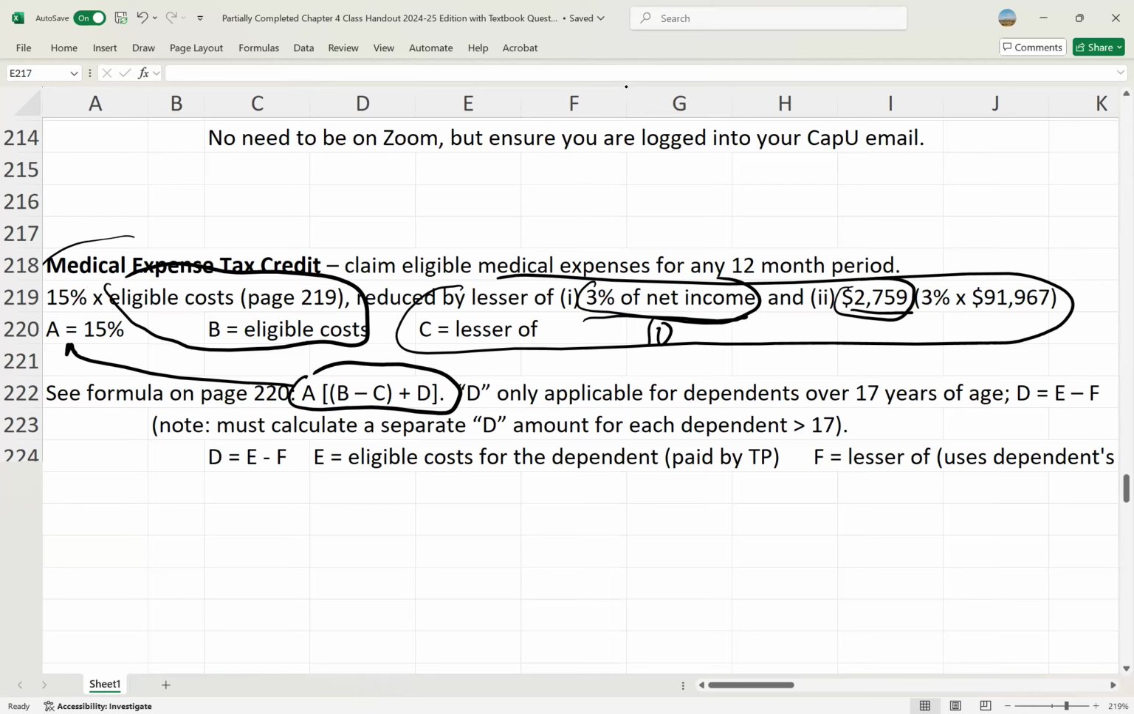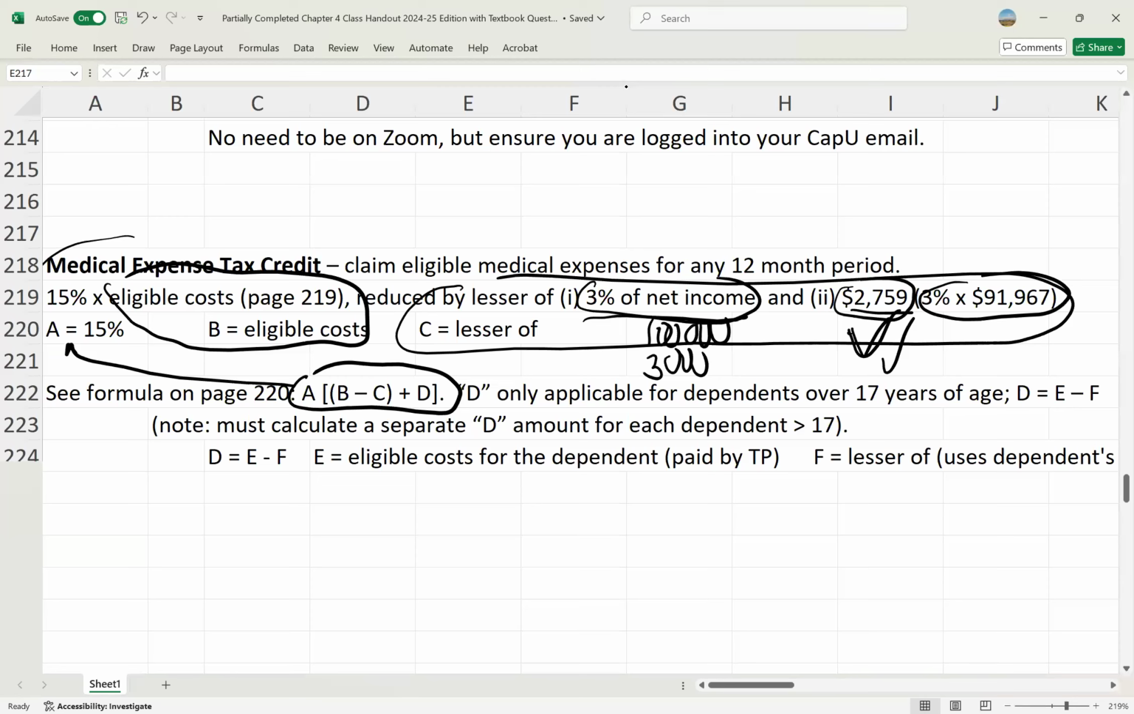So if your net income was, let's say, 100,000, then 3% of that would be 3,000. And the lesser of these two amounts would be the 2,759. If we take 2,759 and divide it by 3%, we get 91,967. So 91,967 times 3% is 2,759. So what this is saying is that once your net income goes over 91,967, the lower of these two amounts will be the 2,759.